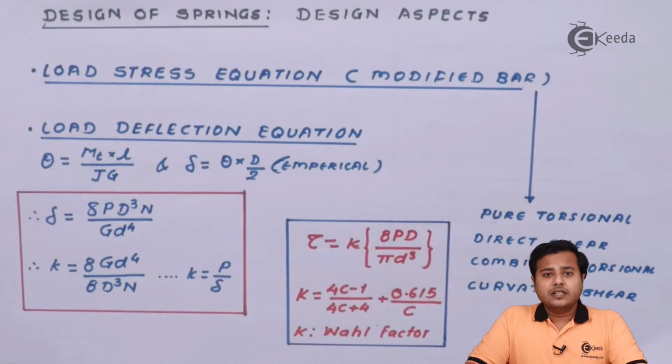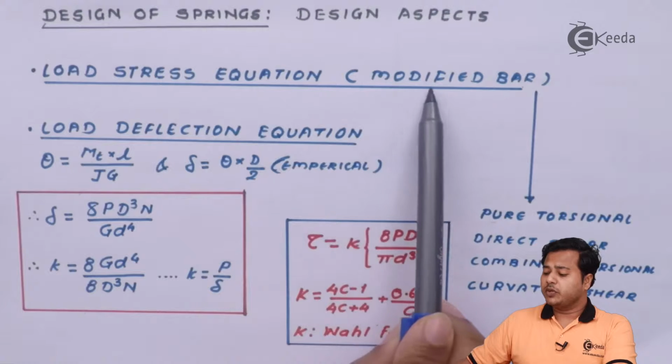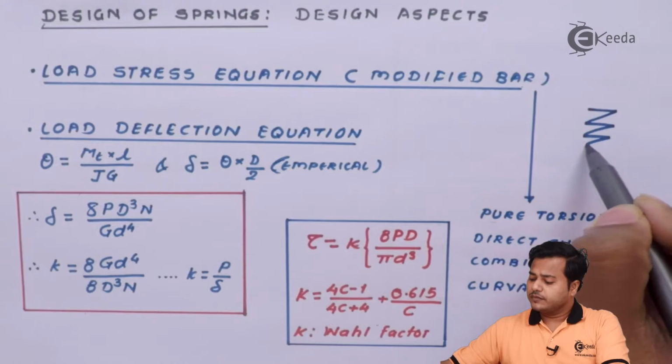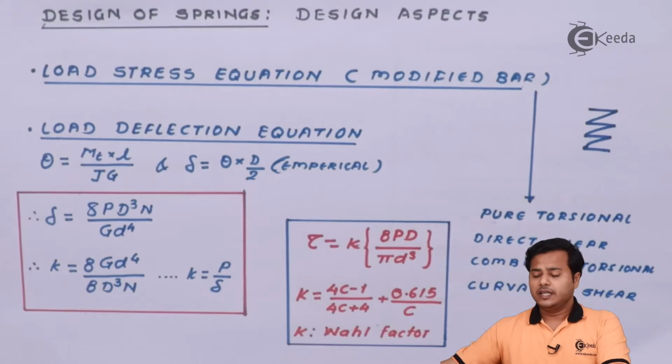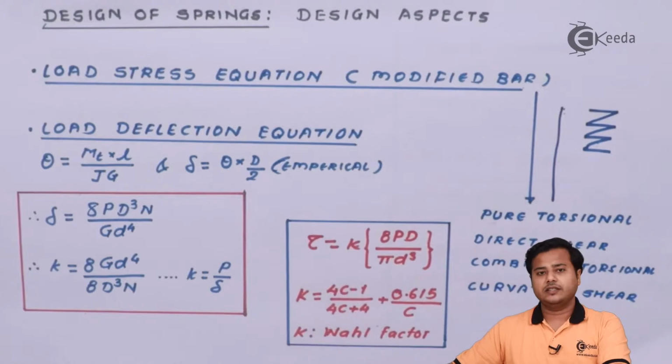Basically, there are two aspects which have proven very strong for the design of springs. The first aspect is called the load stress equation and the second is called the load deflection equation. Based on these two aspects, we can design the helical spring. The load stress equation is based on the modified bar. Like I said, if there is a spring of a certain number of coils, let me unwind these coils and make them straight. This straight thing will take the form of a bar of certain length.